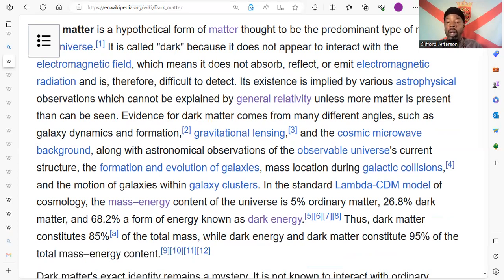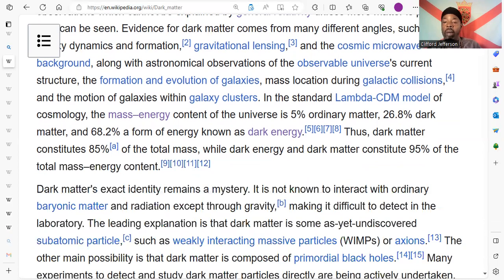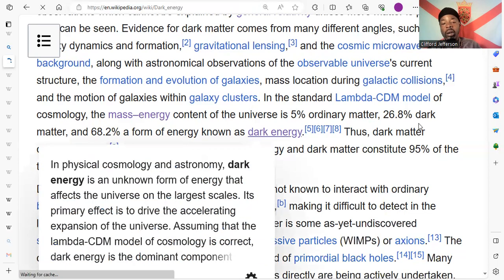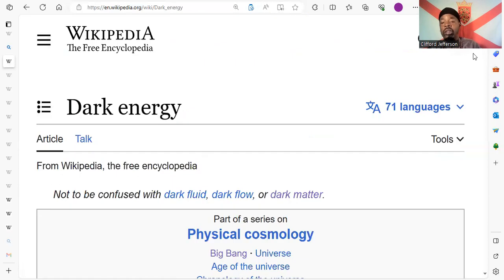This is called curvature. In the standard Lambda CDM model of cosmology, the mass-energy content of the universe is 5% ordinary matter, 26% dark matter, and 68.2% a form of energy known as dark energy. All right? Dark matter and dark energy. Dark energy is called luminous finishing energy or ether. And I'm going to close on this.